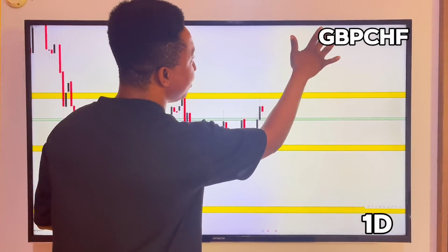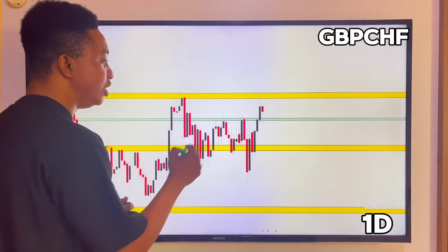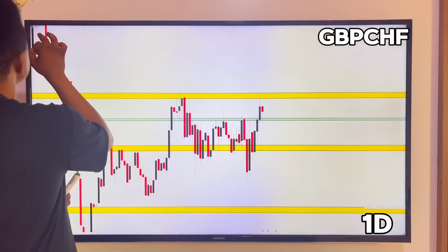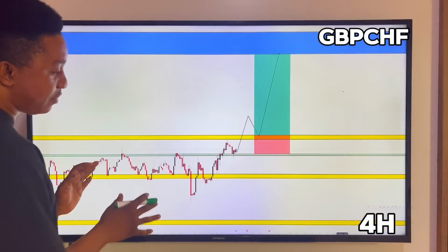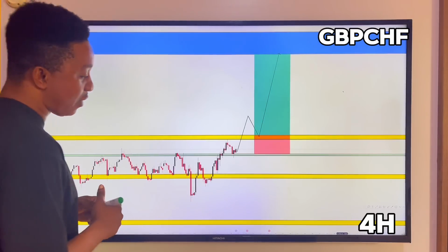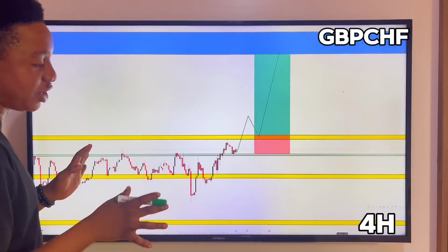All right, so GBP/CHF, let's take it all the way to the final time frame, which is the 4-hour time frame, and then find entry to the upside as well. So this is GBP/CHF on the 4-hour time frame. Let's add more meaning on the 4H.